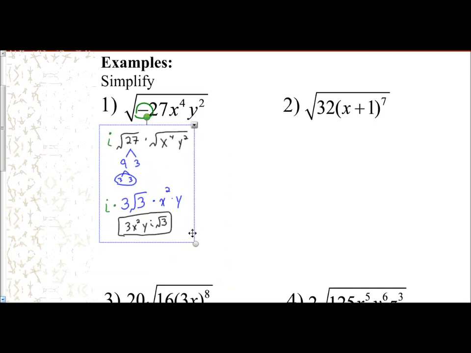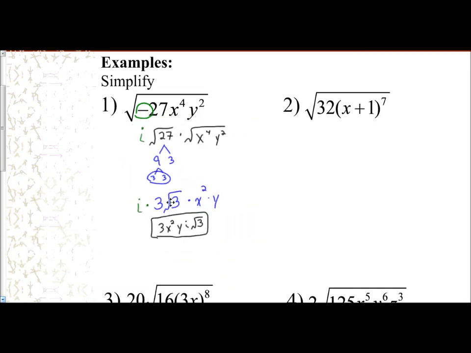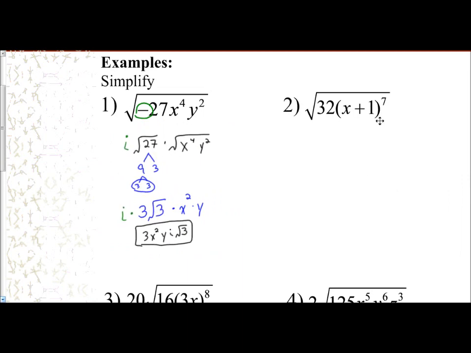So let's take a look at number 2. Now this is interesting because I can see in number 2 that I have a parentheses, a binomial that's being raised to the 7th power. So let's see how we can do that. Let's separate that away from the 32. So we have the square root of 32, which we're going to have to simplify, and the square root of x plus 1 to the 7th.